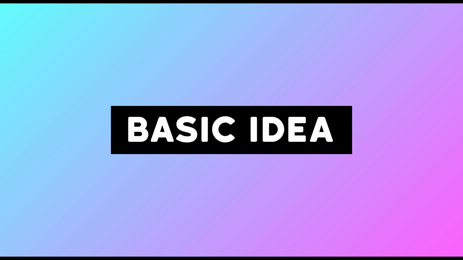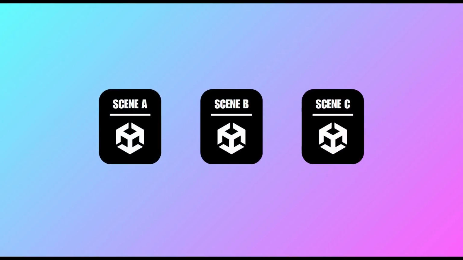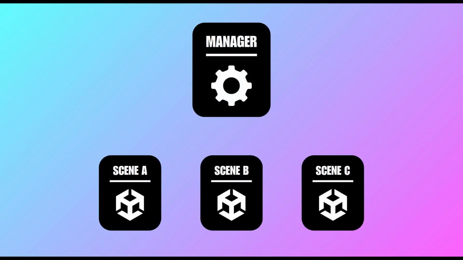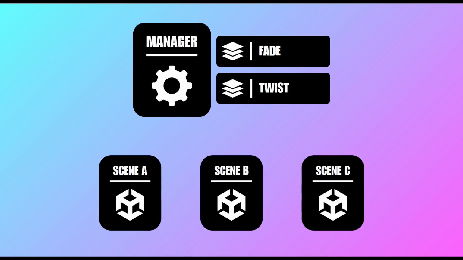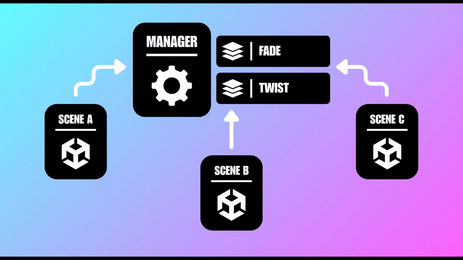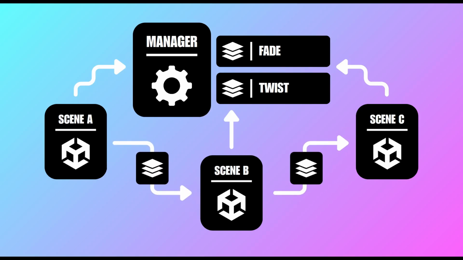Let's see the basic idea. Instead of individually implementing the transition system inside of the scenes, we are going to use a global transition manager. The manager has its own transition layers, which we can access from any of our implemented scenes. We can use these layers to hide transition details from the players while entering from a scene to another.